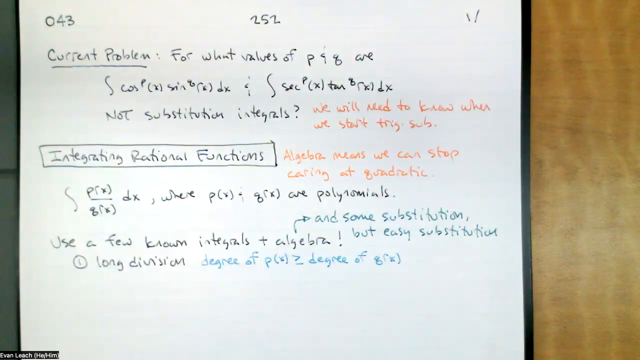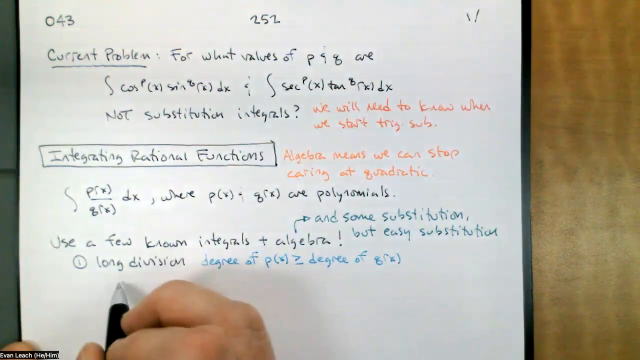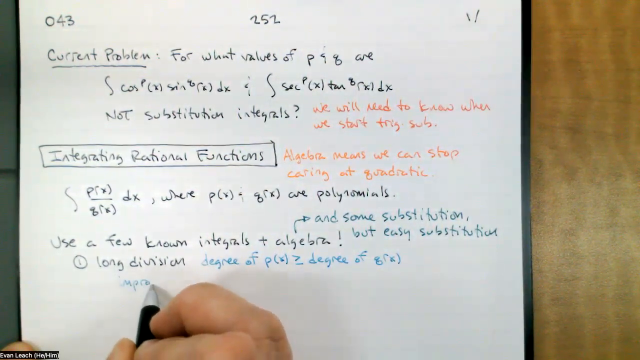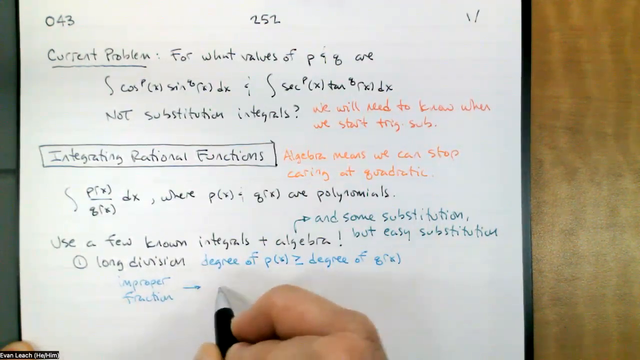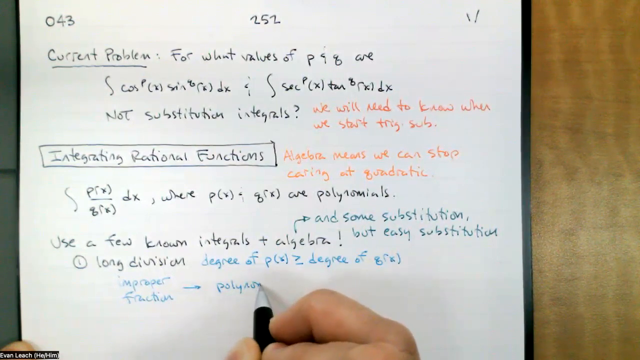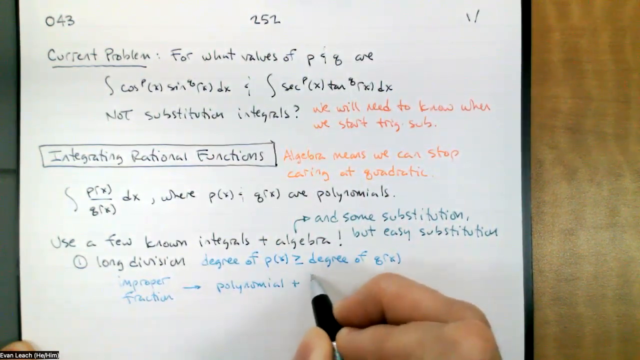If the degree of p of x is greater than the degree of q of x, we think of that as an improper fraction in terms of rational expressions or rational functions. And we can use long division to write it in its mixed number format, a polynomial plus a proper fraction. So that's the role of long division. We go from an improper fraction to a polynomial plus a proper fraction.